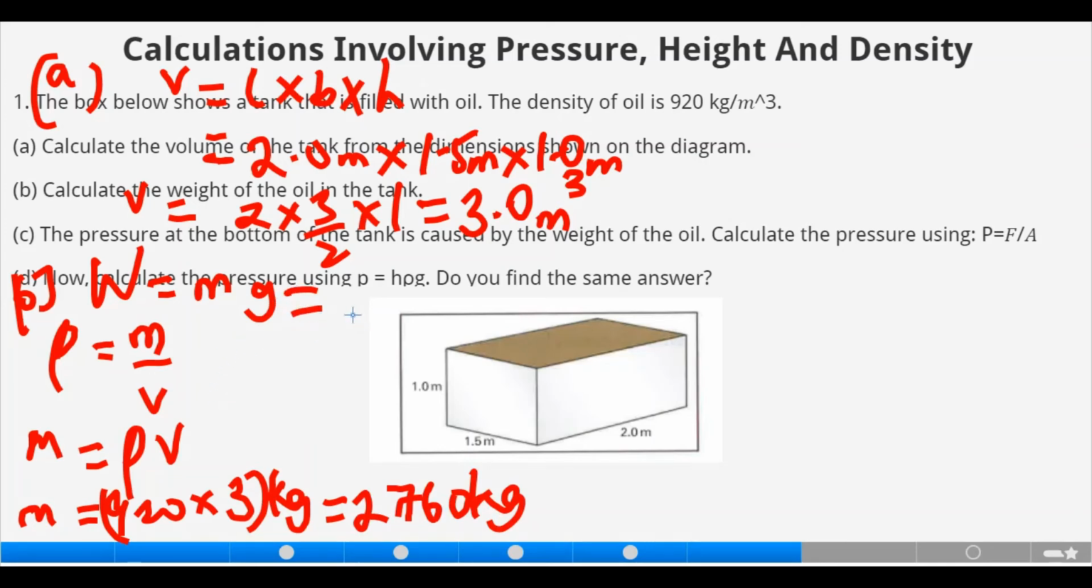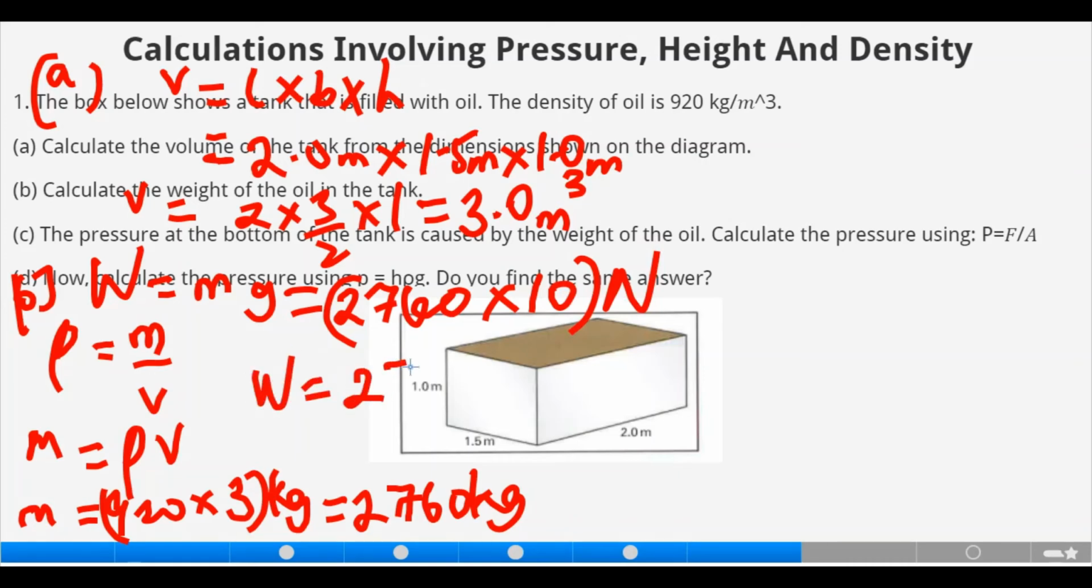So from there now, we can then calculate the weight. Weight here now becomes 2,760 times, take our gravity now as 10 meters per second squared, times 10. And that will all be measured in Newtons. So weight equals 27,600 newtons.